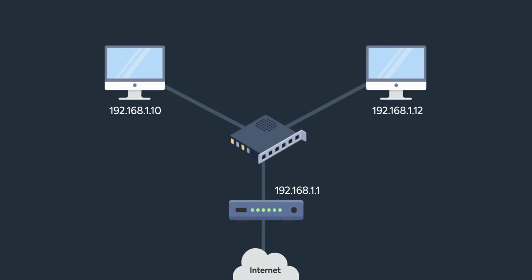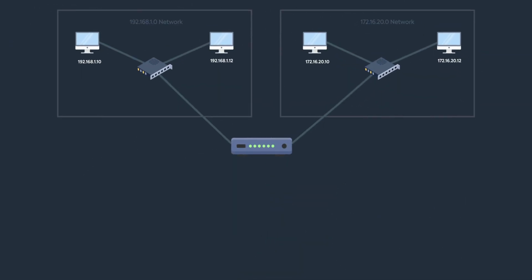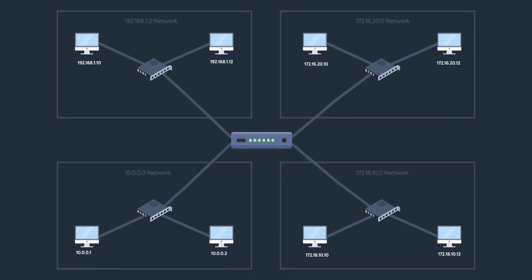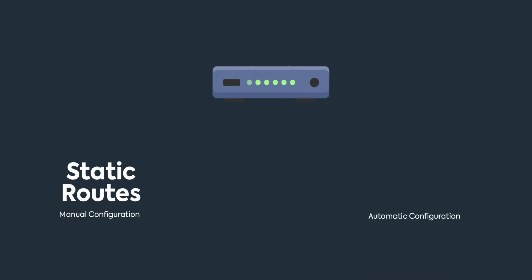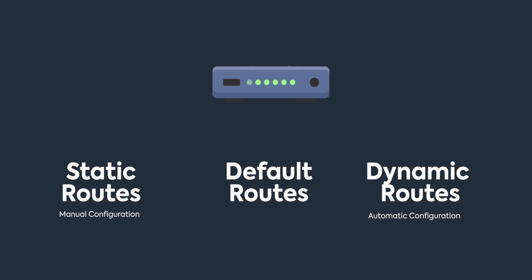However, things get complicated when a device wants to send a packet for an IP that is not in our network. Such packets are sent to the default gateway, which is our router. A router can route traffic between different networks, heck, even multiple networks. The router performs routing based on pre-configured routes, and these routes can either be configured manually, which is called a static route, or configured automatically using dynamic routing protocols. And there is also a default route. If none of the existing routes match the packet's destination IP, it is sent to the default route.